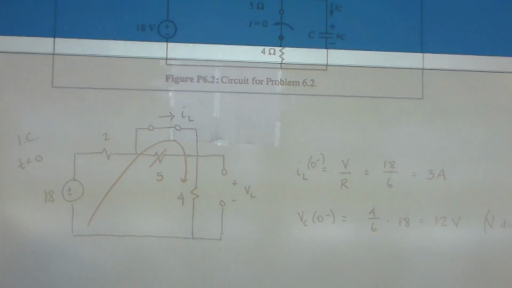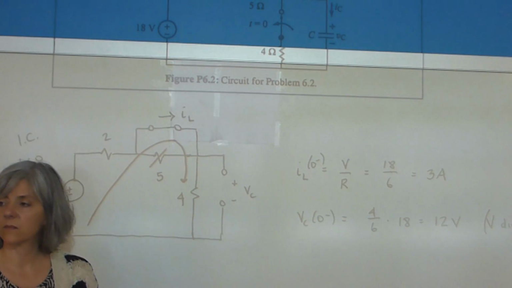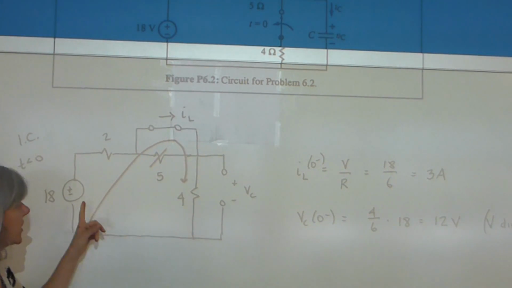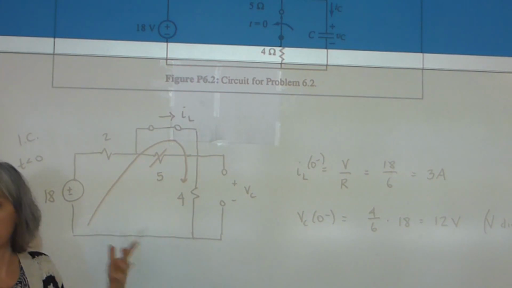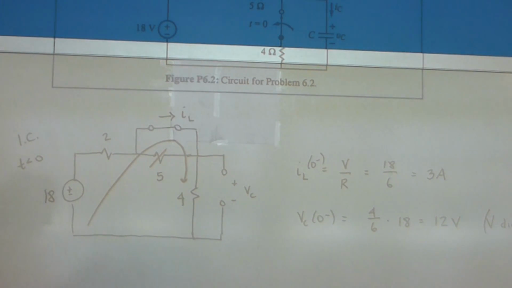If we don't use the voltage division, can we just use Ohm's law, V equals IR? Yes, if I already know I, and I know I is 3 amps, then 3 times 4 is 12 volts. Yeah, absolutely, sure.